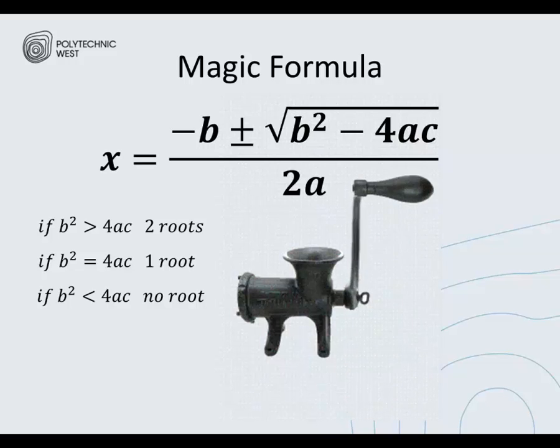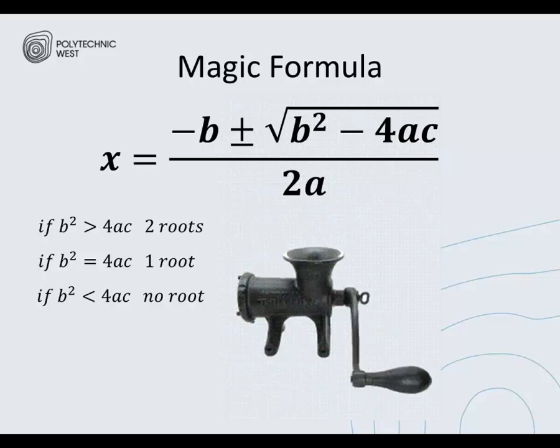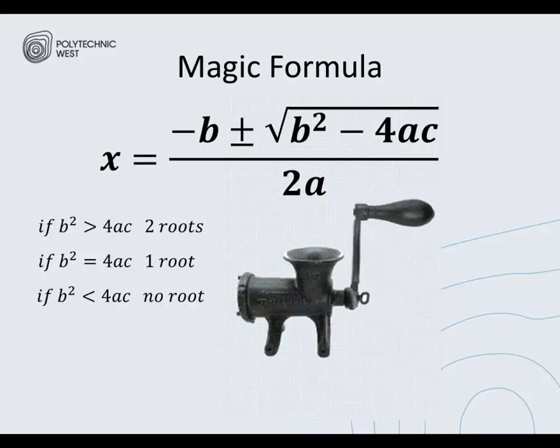If b squared is greater than 4ac, you're going to get 2 roots. If b squared equals 4ac, you're only going to get 1 root. And if b squared is less than 4ac, there won't be any roots. So before you do anything, check to see that you're actually going to get some roots.